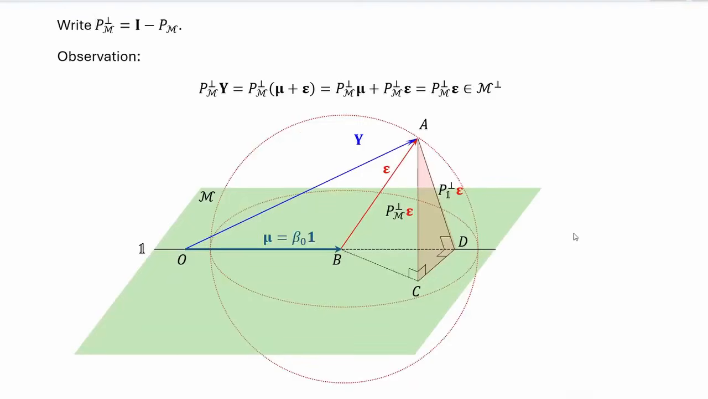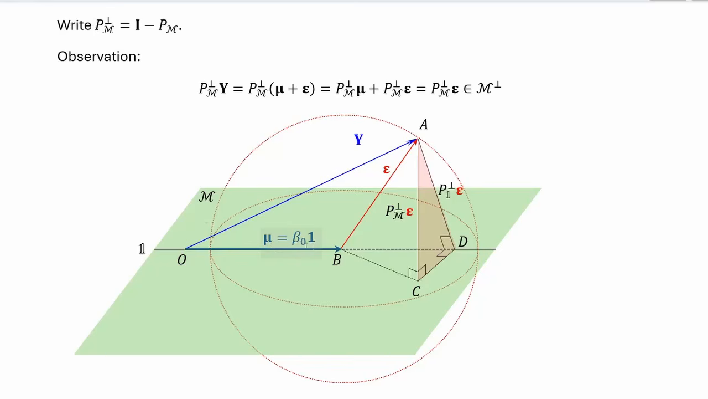And here comes the most important diagram of this video. We will explain every element of it in detail. So M is a subspace we introduced earlier. 1 is the span of the vector 1. O is the origin. And now we have this mean vector mu, which is beta naught times 1.